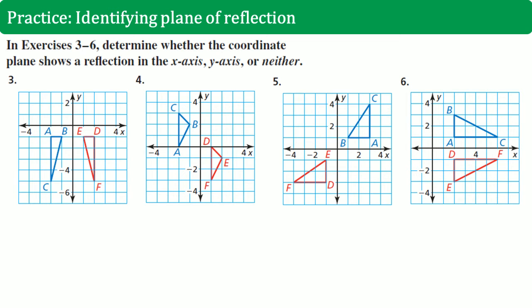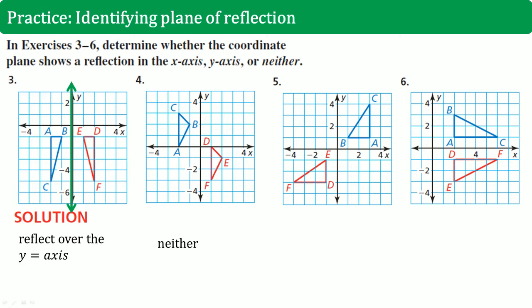So now here you can practice it by determining whether it reflects over the x-axis, the y-axis, or neither. Please pause the video and give this a try. So let's go over the solution. The first one reflected over the x-axis, and the green line of reflection is displayed to give you a visual. Number 4, it is neither. It does not reflect. It is actually a translation. It actually slides.